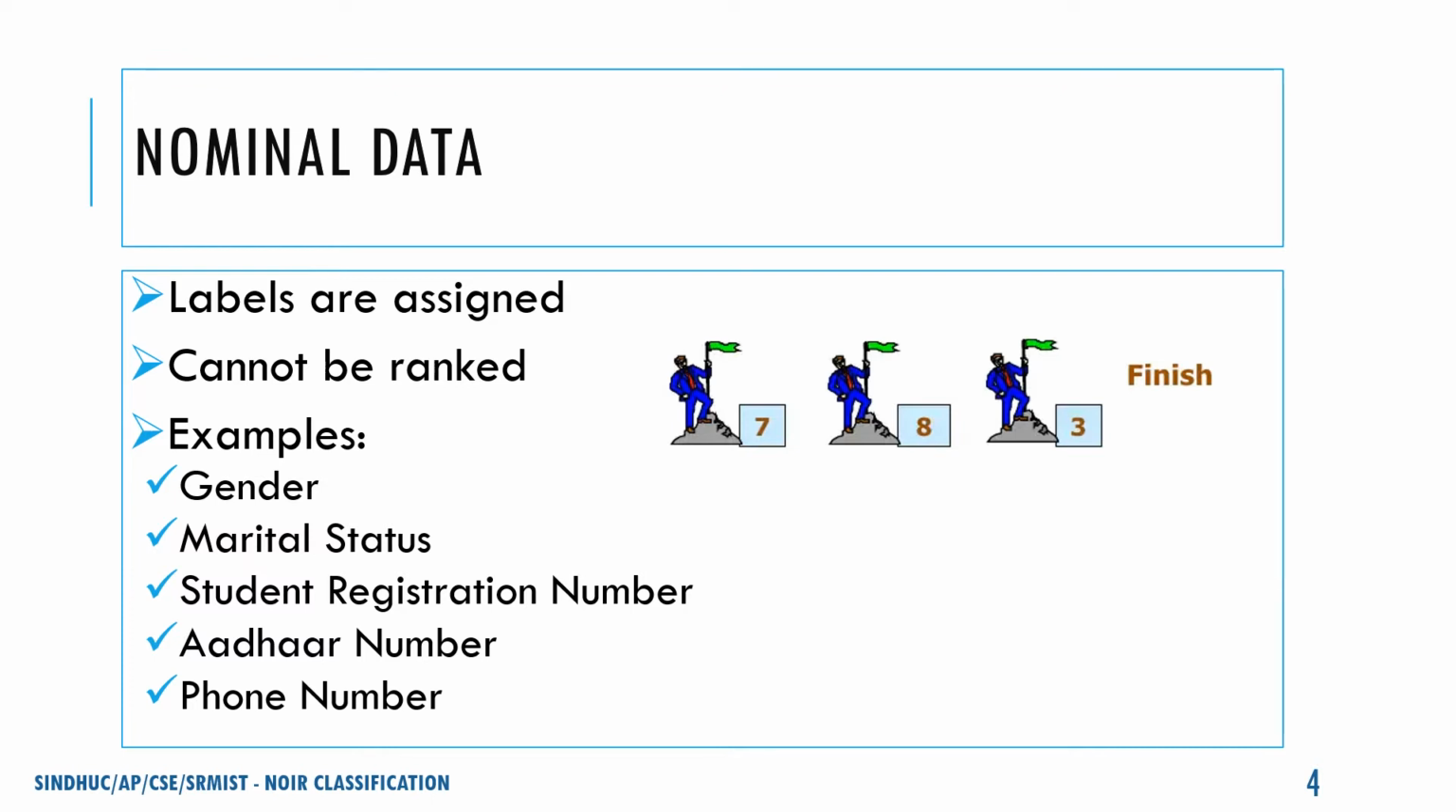You can see there are several examples here, like gender, male or female. When we compute it, we can number male as 0 and female as 1, or vice versa, or any other number. Just with these numbers, we cannot rank them. Similarly, marital status, student registration number, if there is register number 1, 2, and 3, and so on. These numbers cannot be used to rank them. Similarly, Aadhaar number, phone number. These are called nominal data. They are just the labels assigned.